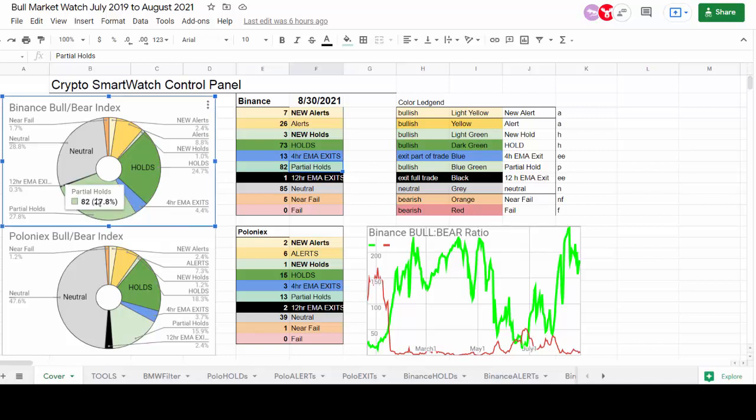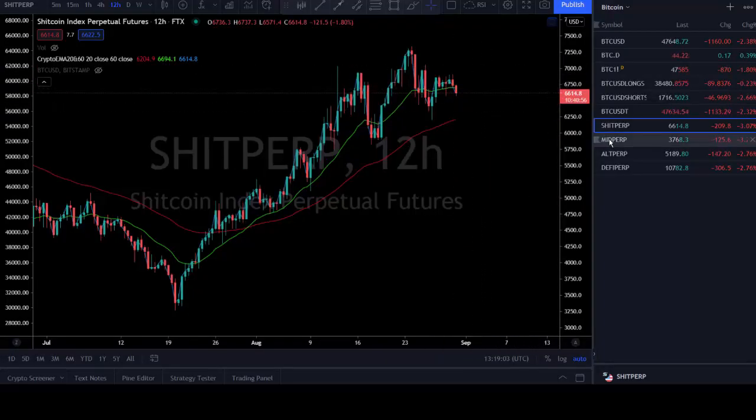We're seeing that more than half of the coins that were in hold stance are back to that partial hold stance. That means the next step for them is either that they're going to show strength and go back up into the hold status, or they're going to show more weakness and go past this 12-hour EMA exit and back into neutral stance. And that'll happen when all of these perpetual contracts are topping out and coming down.